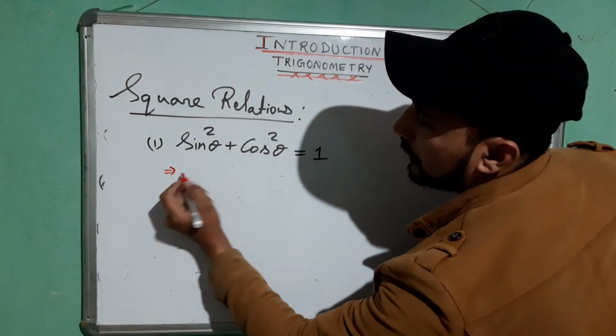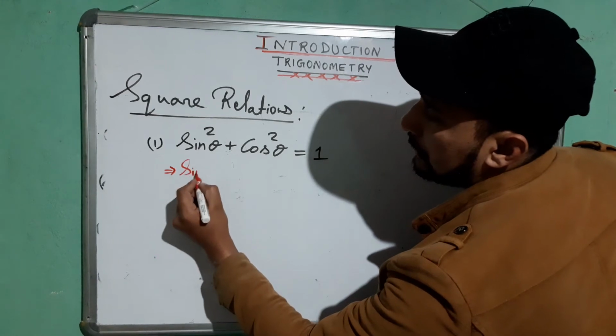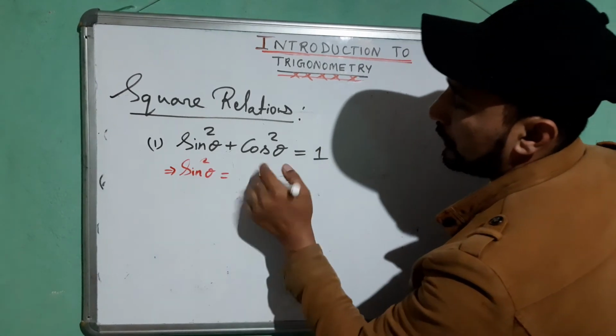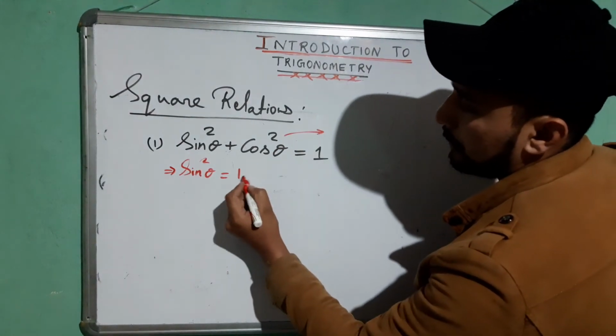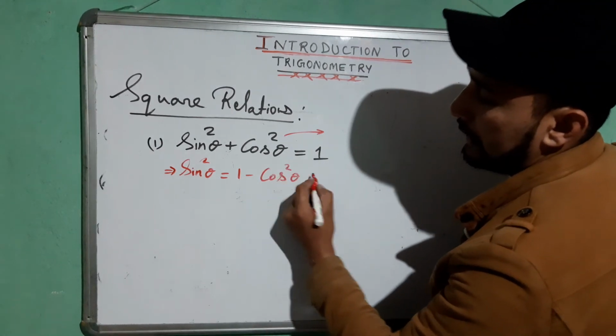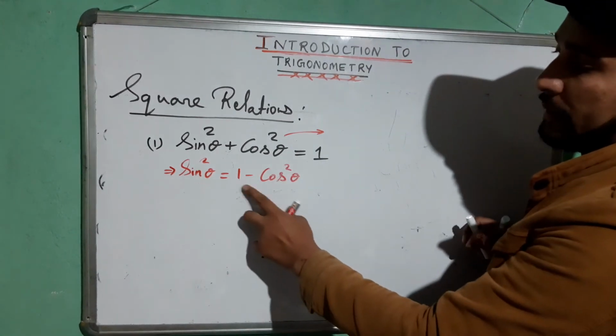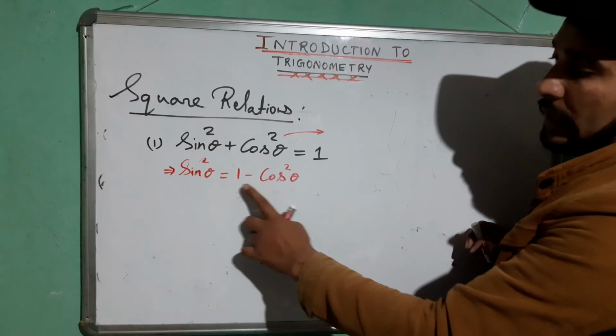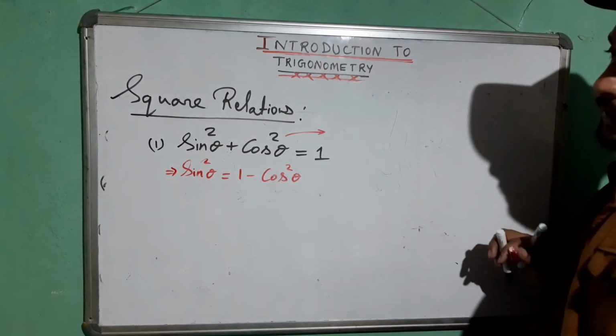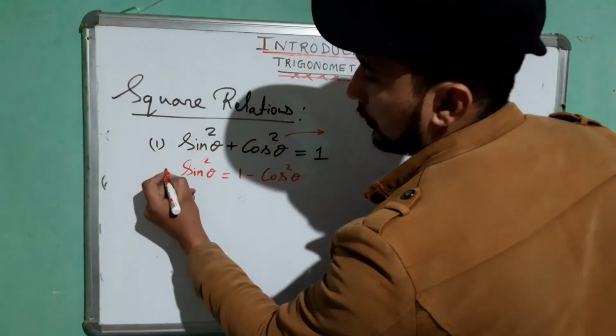From here you can write sin square theta is equals to, if you take this side, then it becomes 1 minus cos square theta. Instead of sin square theta you can write 1 minus cos square theta, and instead of 1 minus cos square theta you can write sin square theta. Okay, so this is number A.